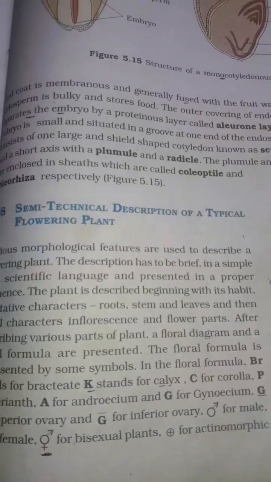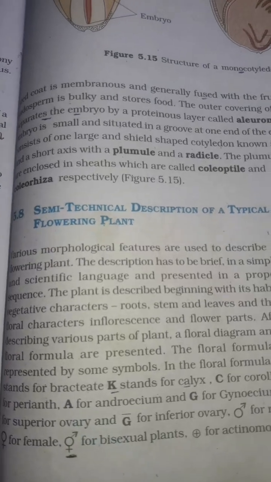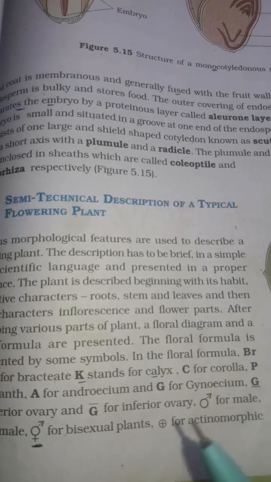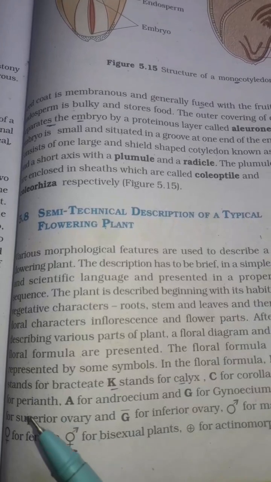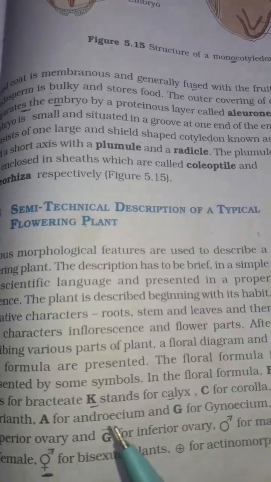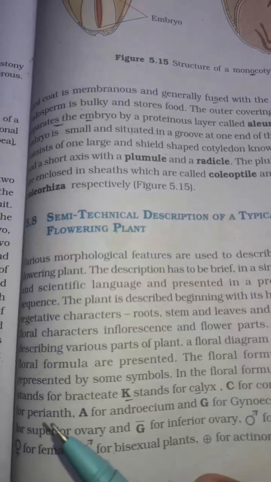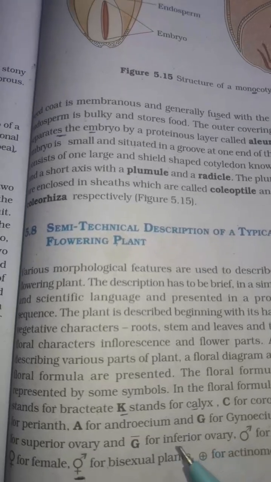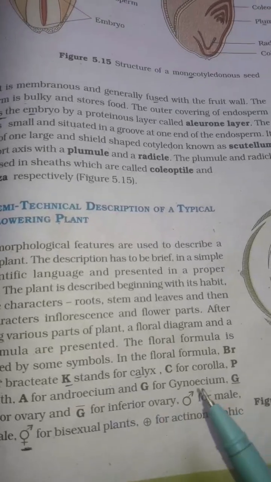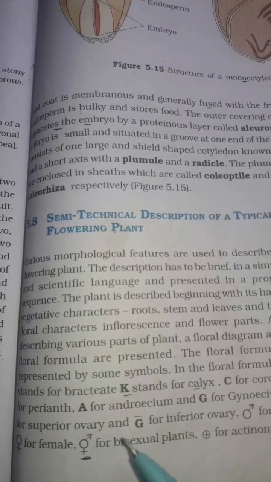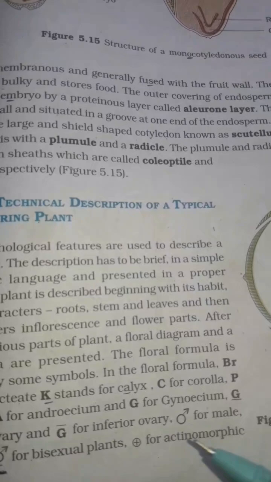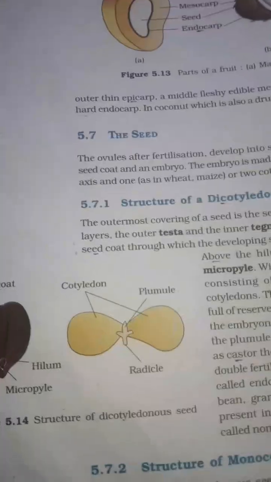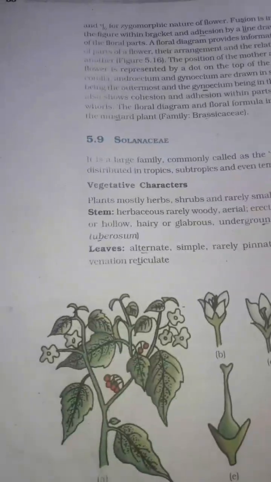K is for the calyx, C is for the corolla, P is for the perianth. What is perianth? When the calyx and corolla are not differentiated, not distinct, so overall it is called the perianth. And A for androecium, G for gynoecium. G with a downward line is superior ovary, and G with an upward line is inferior ovary. This represents male, this is female, and this represents bisexual plants. Plus sign represents the actinomorphic. Actinomorphic means radial symmetry. Very good.